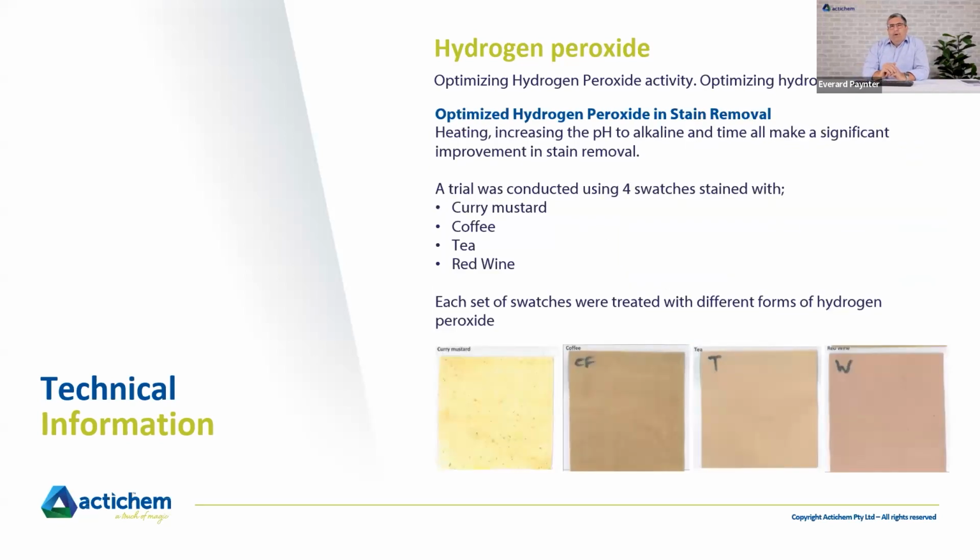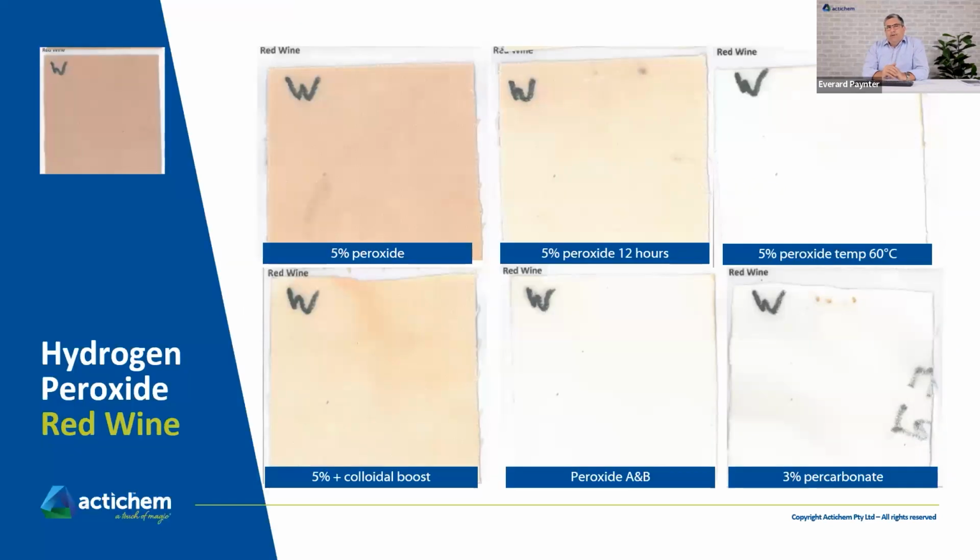We've done a further series of trials, which I'd like to share with you too, in relation to stain removal of hydrogen peroxide, with the ability to boost it and in its raw state. So we've got a series of swatches there. We have curry, coffee, tea and red wine. Each of these swatches was treated with different forms of hydrogen peroxide. Let's see the results.